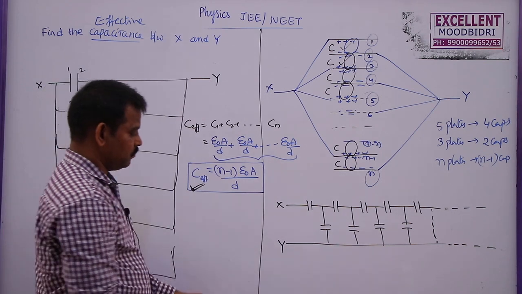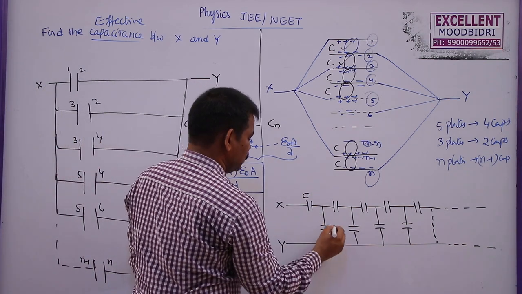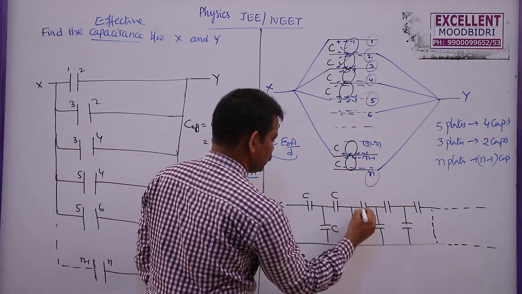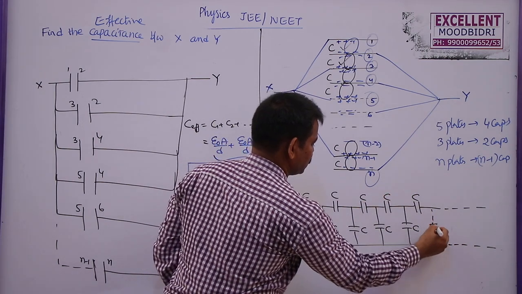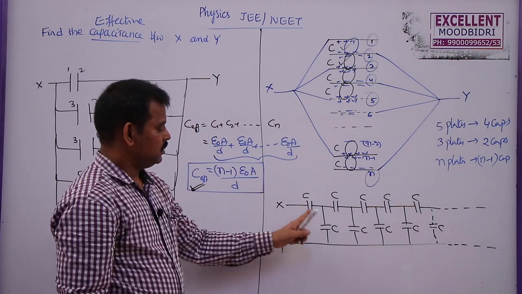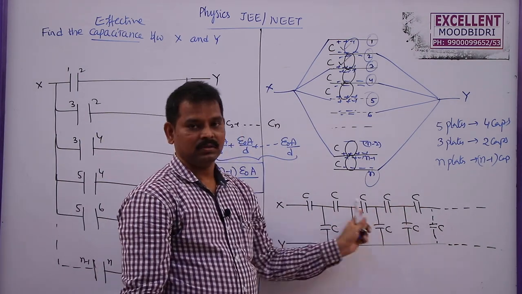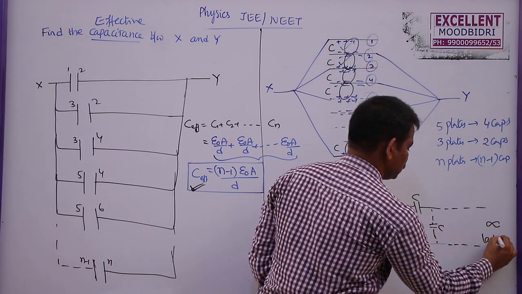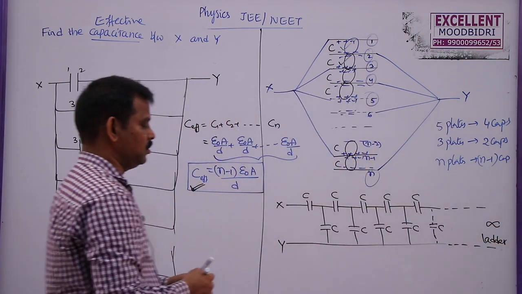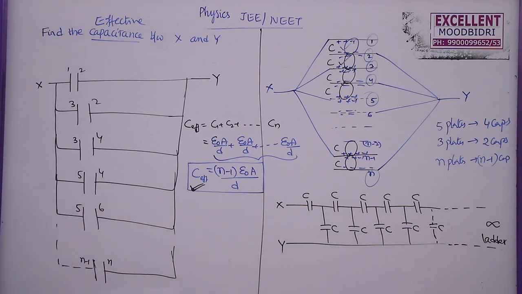Now see this diagram. This is another diagram. Capacitors are connected like this, C like this. This is called a ladder circuit. This goes up to infinity. So this is called a ladder capacitor circuit. So in this type of circuit, how to solve these problems?